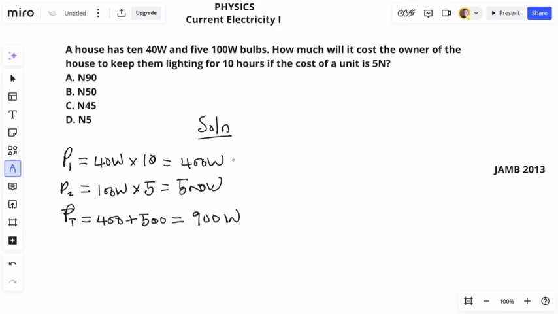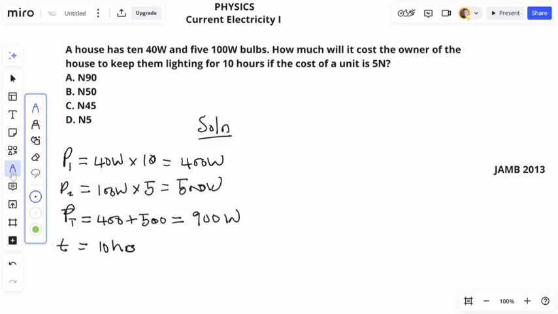So now we are told that the time for which we run it is 10 hours. This time we are not going to convert it to seconds, because when calculating the cost of electrical energy, the standard is usually in kilowatt hours. So the unit of time we use will be hours. So we proceed.